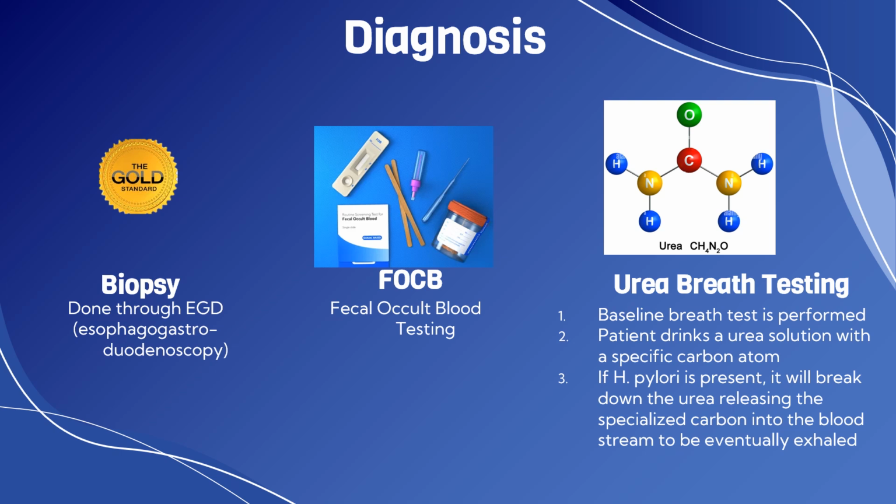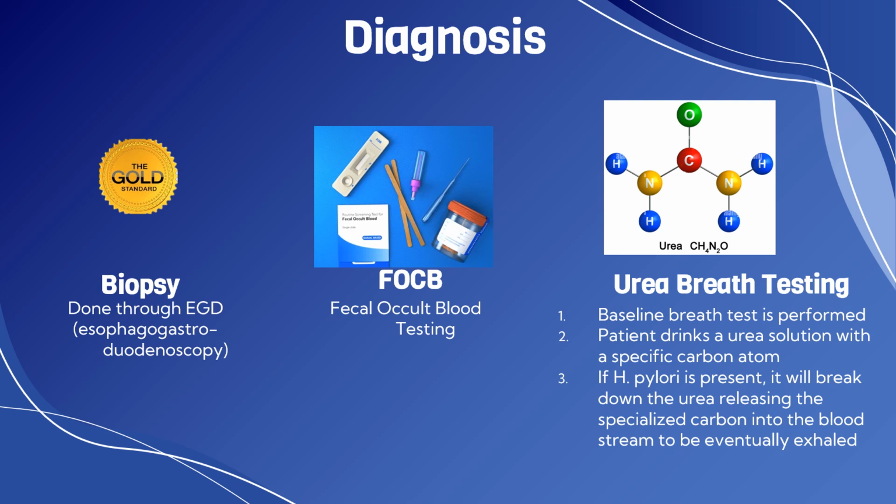And then urea breath testing is something used for patients who have H. pylori or are suspected to have H. pylori. And so a baseline test is performed. This is an exhalation test, so we're looking at the patient's CO2. And then a patient will drink a urea solution full of a specific carbon atom. And that carbon atom is tagged with a little bit of radioisotope.